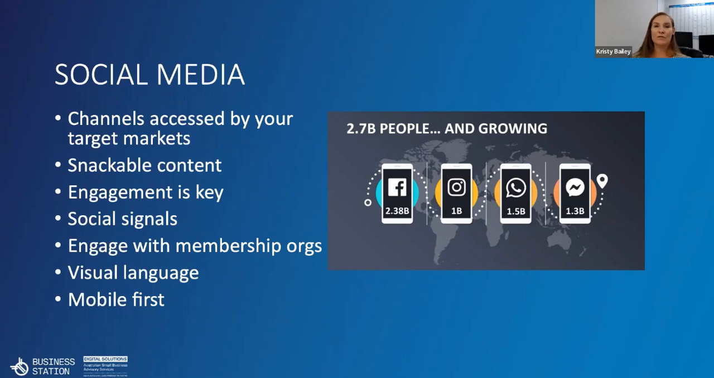Again, we've got a lot of information and advisors that specialize in social media. So if this is an area that you want to work on, I'd really encourage you to reach out and get more info.